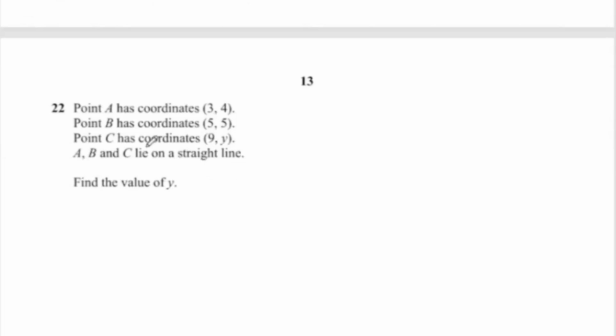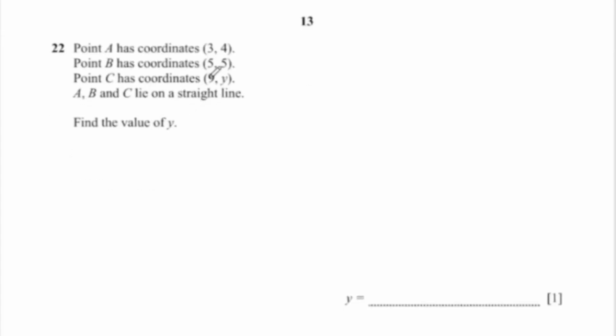Question 22. Point A has coordinates (3, 4). Point B has coordinates (5, 5). Point C has coordinates (9, y). A, B, C lie on a straight line. Find the value of y. Now, if these points lie on a straight line, it means one thing. It means that their gradient must be the same.